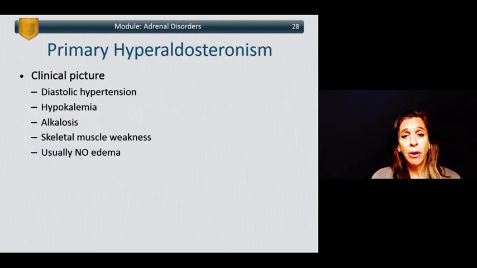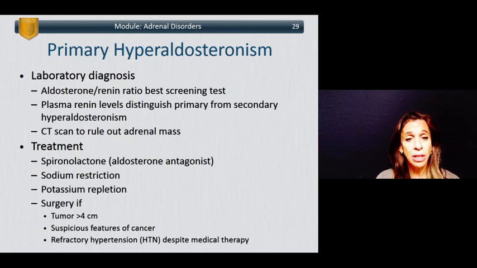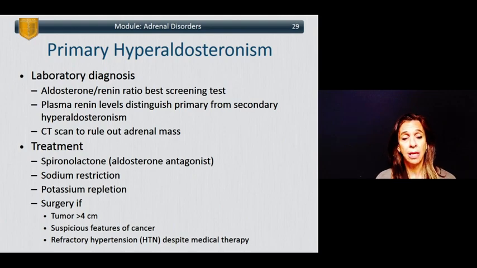Let's talk about primary hyperaldosteronism. Usually the clinical picture of that is that of diastolic hypertension, hypokalemia or low potassium levels, a metabolic alkalosis, skeletal muscle weakness, but usually these patients do not have edema. And that is a big contrast between this and Cushing syndrome. The laboratory diagnosis is an aldosterone-renin ratio is the best screening test.